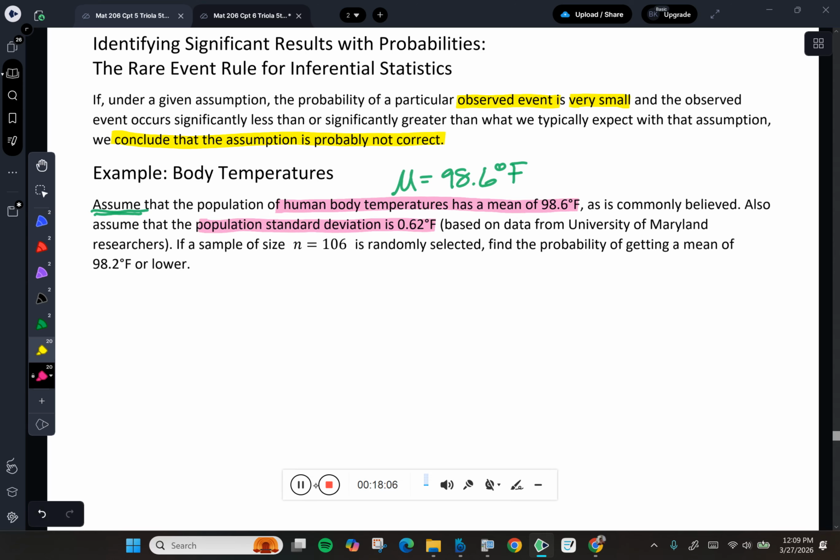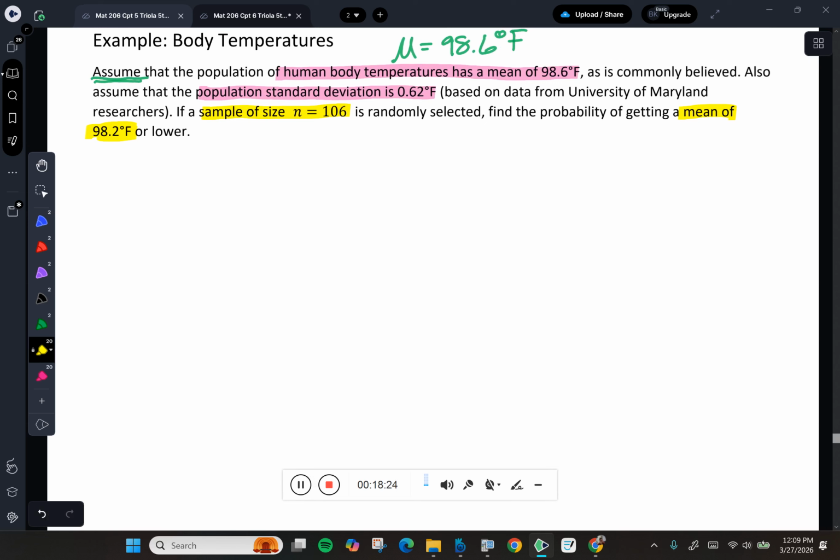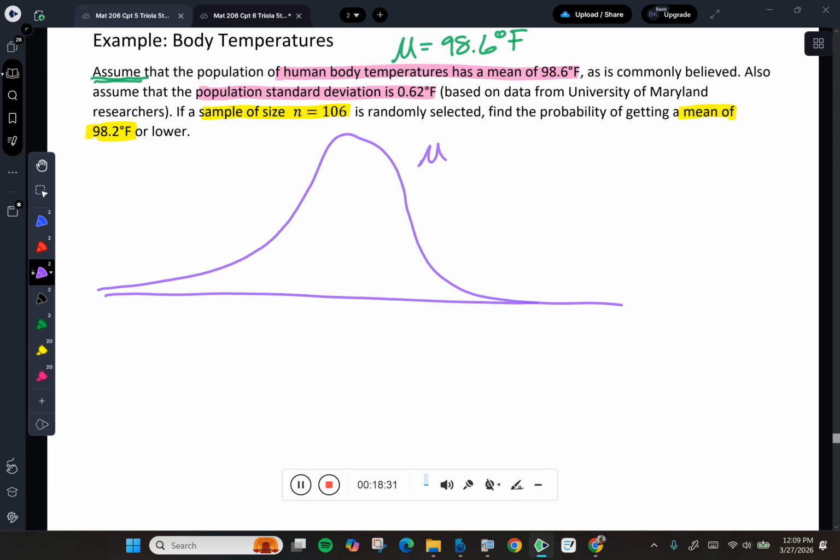Right? If I were to create a sample of size 106, and I found that we got a sample mean of 98.2 degrees, what would that tell you? What information could I get from that? All right. So I'm assuming normally distributed body temperatures with a mean of 98.6 degrees Fahrenheit and a standard deviation of 0.62 degrees Fahrenheit.